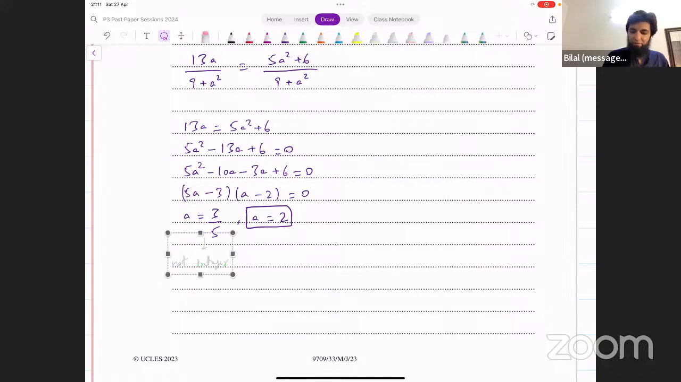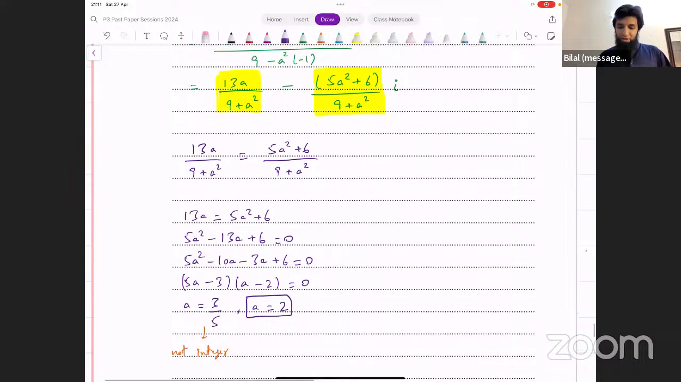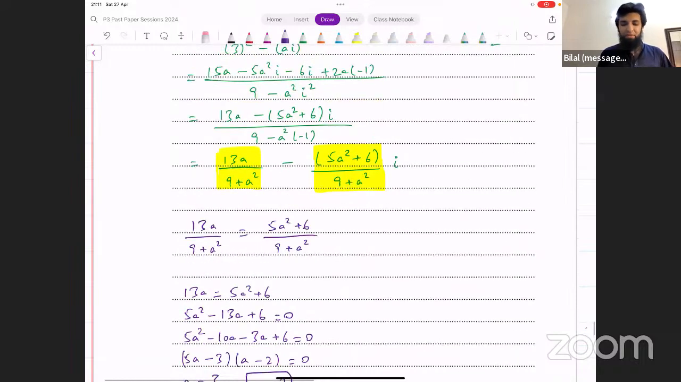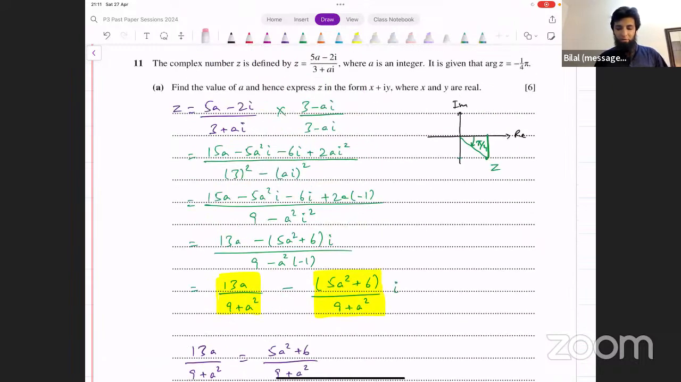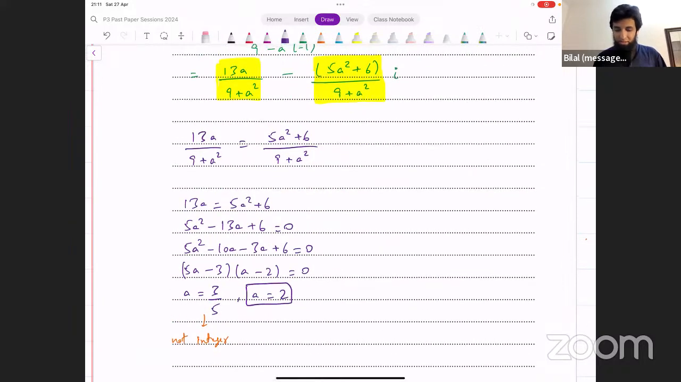That's the value of a that we've got. A equals 2. And now we need to write z in the form x plus y iota. How do we do that? z equals 13 times a, that's 13 into 2, divided by 9 plus 2 squared, minus 5 into 2 squared plus 6 divided by 9 plus 2 squared iota.